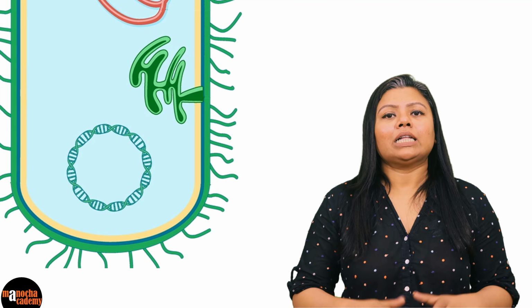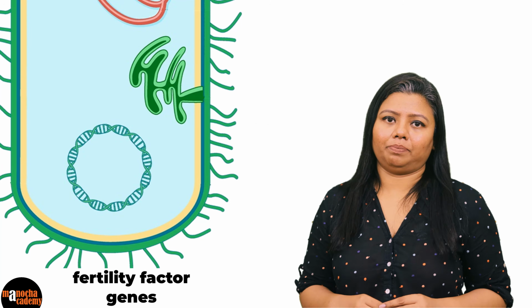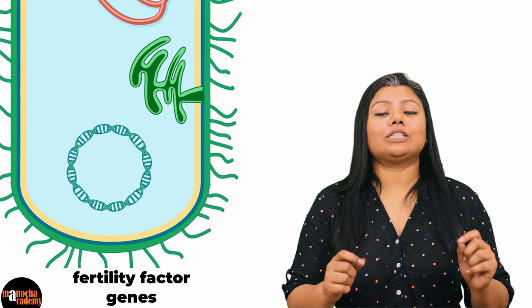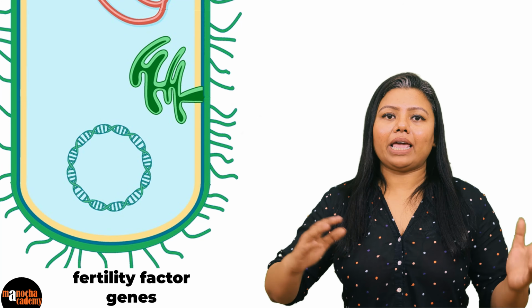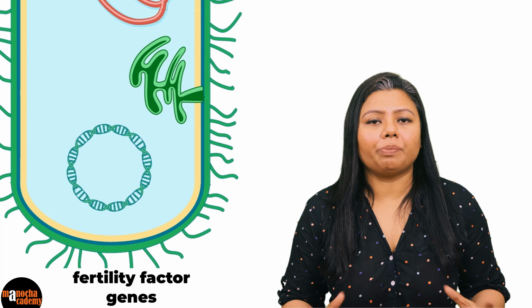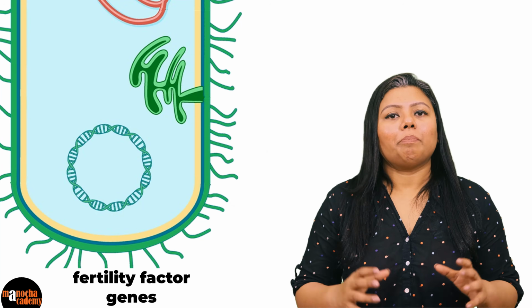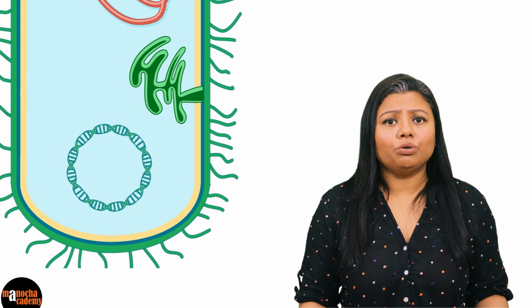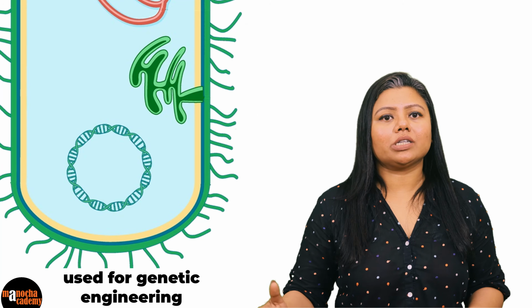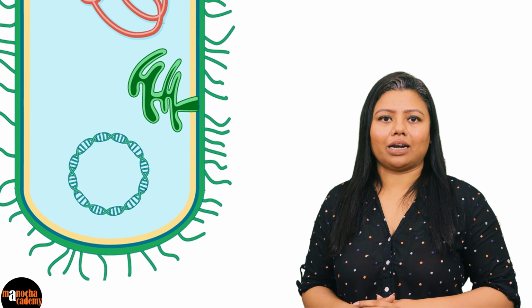Apart from that, the plasmid also contains genes for fertility factor, which means that these genes will determine if the bacterial cell will be able to carry out sexual reproduction with another bacterial cell and how. Plasmids are also useful for us. We can use these plasmids in a process called genetic engineering, about which you will learn in your later classes.